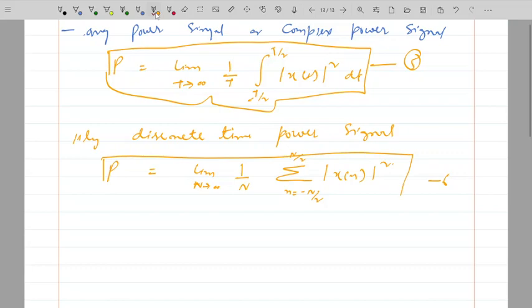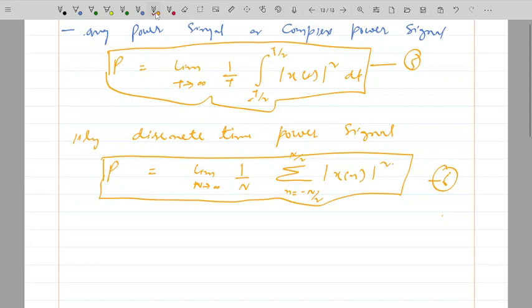So there are 3 equations for the energy signal and 3 equations for the power signal. The first 3 equations belong to the energy signal, and the second 3 equations belong to the power signal. Therefore these power signals are the mean square values of the signals, equal to the mean square value of the x of t signal. So these are the energy signal and power signal equations for today's lecture.